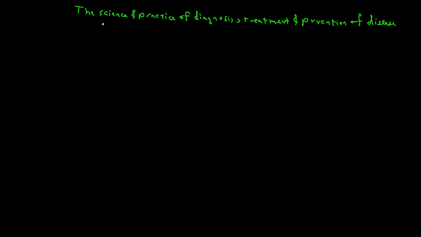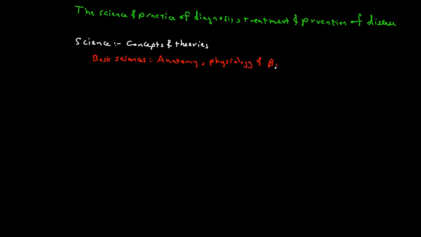So, what do we mean by saying medicine as a science? Now, science simply means knowledge, and it means concepts and theories. In medicine, we have concepts such as the basic sciences, the basic medical sciences, which are at the root of medicine. Examples of these basic sciences are anatomy, physiology, and biochemistry, etc.